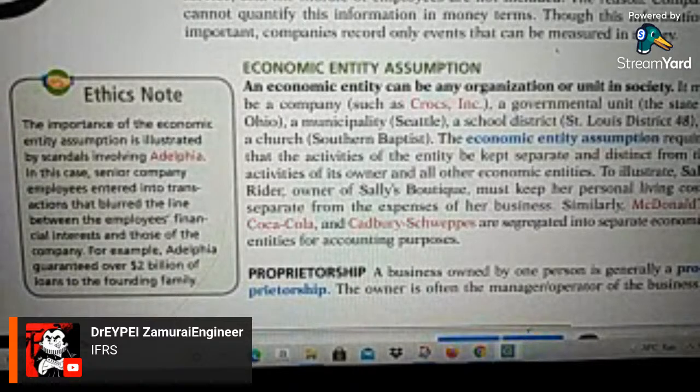Hindi pinagsasama yung mga pera nila. Pinaghihiwalay yung mga pag-compute ng pera nila. Iba yung computation ng pera ng company, iba hindi nakahalo yung pag-compute ng pera ng mga owner. Kanya-kanya owner, may kanya-kanya silang pag-compute ng sarili nilang pera. Yung pera nila hindi yung pera ng company. Yung pera ng company hindi nila yung pera. Okay? So that is what do we mean by this explanation? Okay.